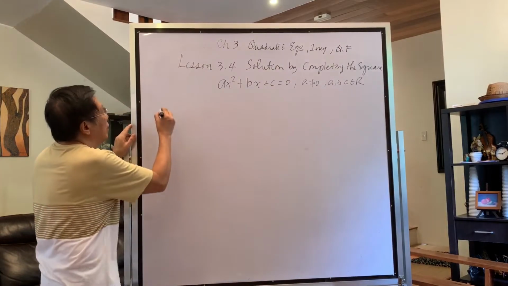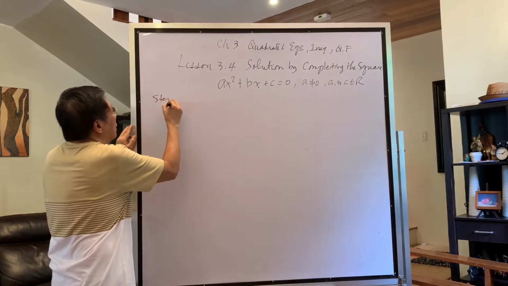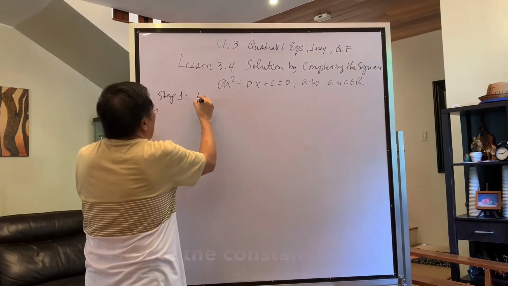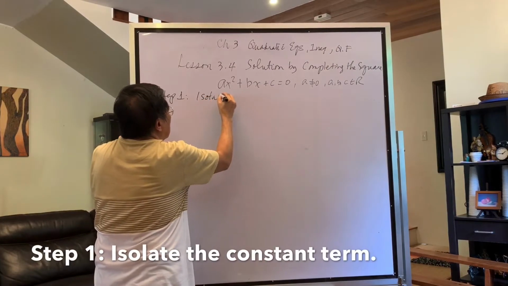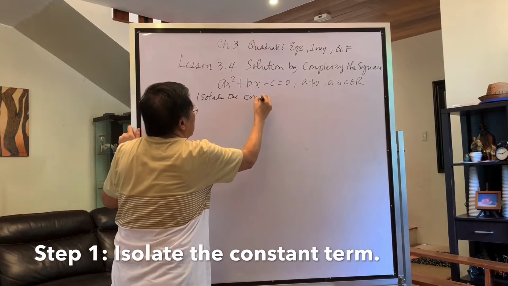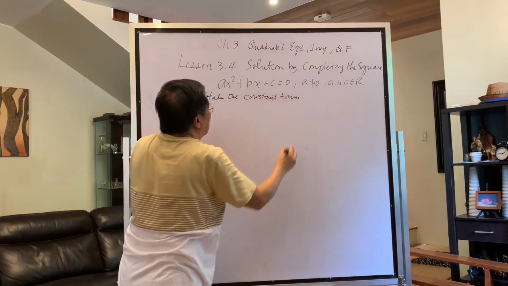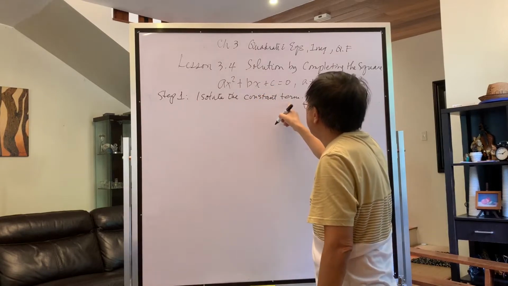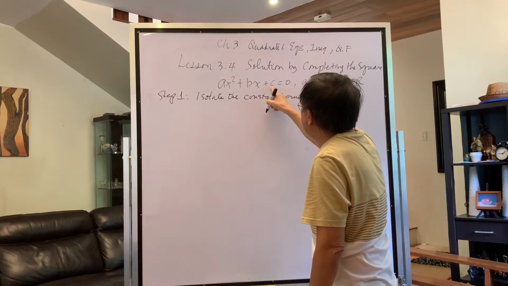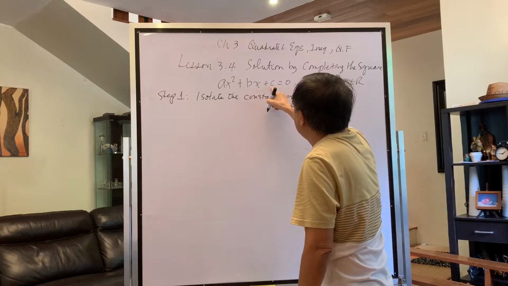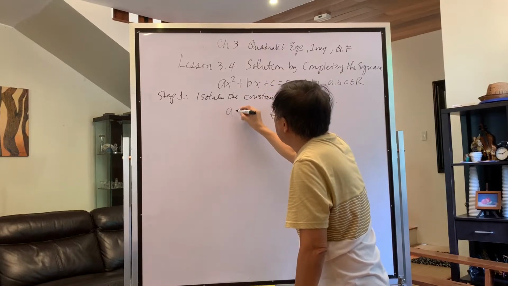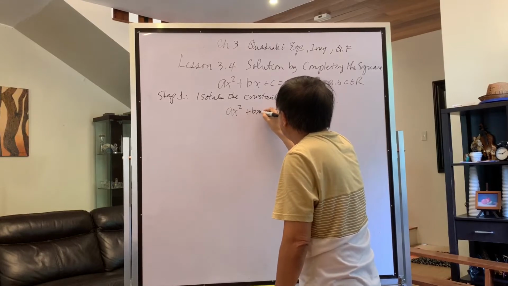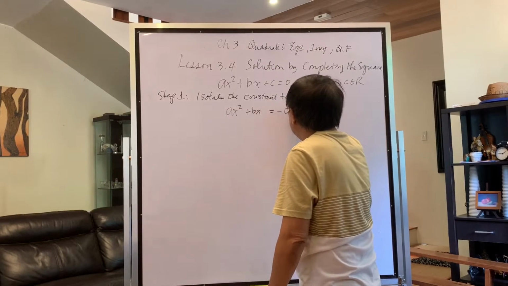For this method, step 1 will be to isolate the constant term. The constant term here is c. Isolating the constant term means we will use addition property of equality to transfer that c to the other side. So we get here ax squared plus bx equals negative c.